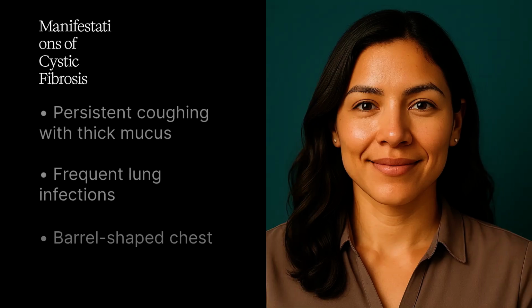The manifestations of cystic fibrosis are diverse and affect multiple body systems. In the respiratory system, patients typically experience persistent coughing with thick mucus, frequent lung infections, and progressive difficulty breathing. Over time, they may develop a barrel-shaped chest and clubbing of the fingers due to chronic oxygen deprivation, delayed growth, and malnutrition due to poor absorption of nutrients.